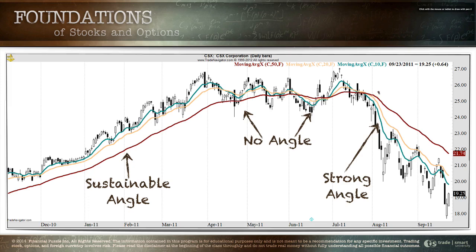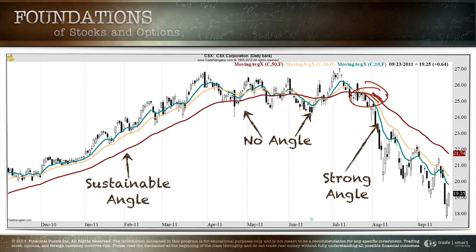Now look over here at the strong angle. Look what happened here. Moving average cross. We're below the averages, and look how strong those angles are. Immediately, they started to take off at a sharp, strong angle to the downside. That's a strong trend.